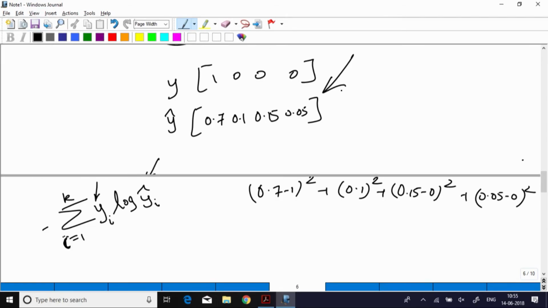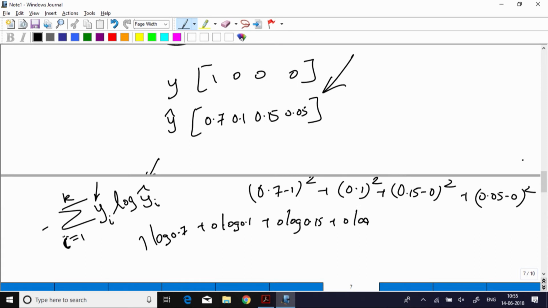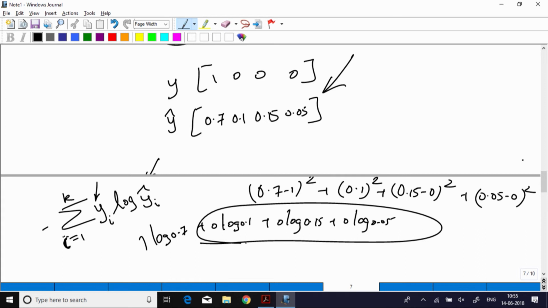So if I expand this formula for this case, then it's going to be 1 into log of 0.7 plus 0 into log of 0.1 plus 0 into log of 0.15 plus 0 into log of 0.05, right? And so all these 3 terms will disappear and only one term will remain. Is that fine? Does that make sense? Okay. And for any training example, the same thing is going to happen. Either it's going to be an apple or a banana or a mango or a watermelon. So only one of these 4 terms will remain and everything else will disappear.